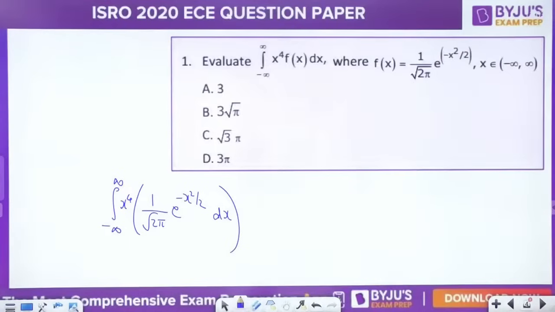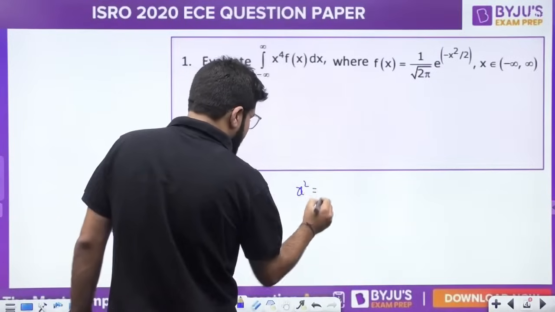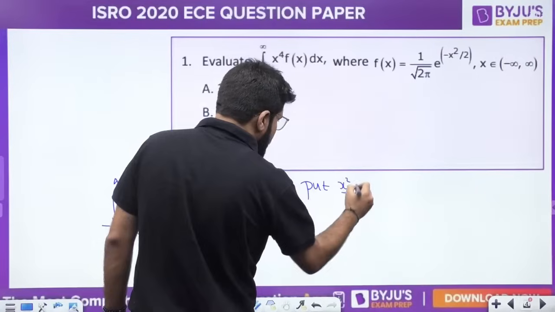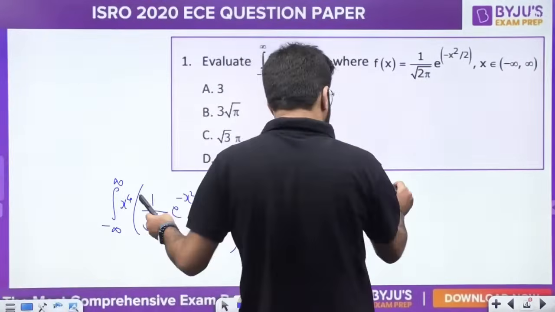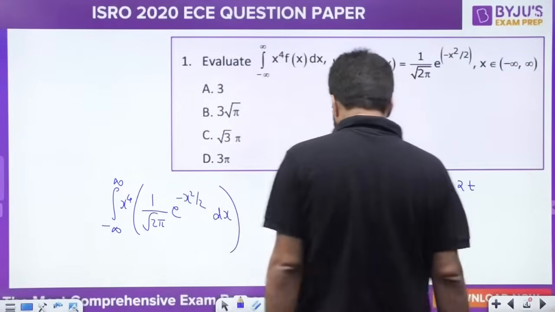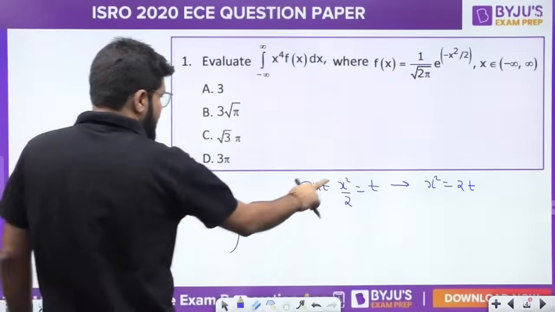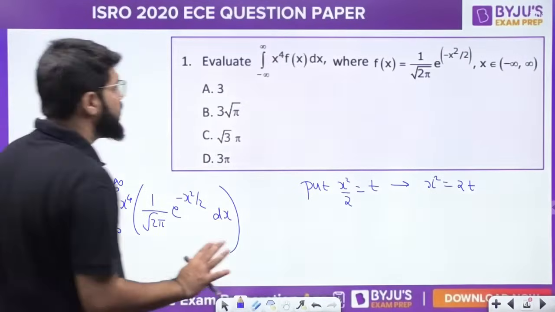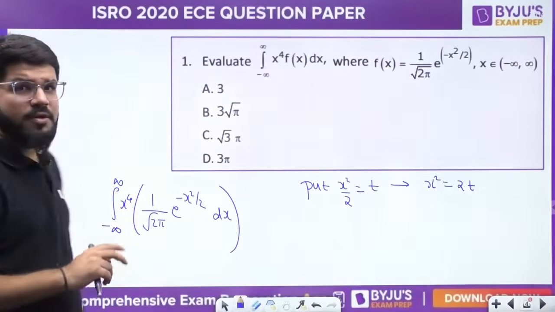Now what I'm going to do is start by putting x square by 2 equal to some variable t. So what is going to be the value of x square then? x square will be 2t. Accordingly, we will put the value of x as well. But before we put that, let's have an observation, otherwise the integral will not be valid here.